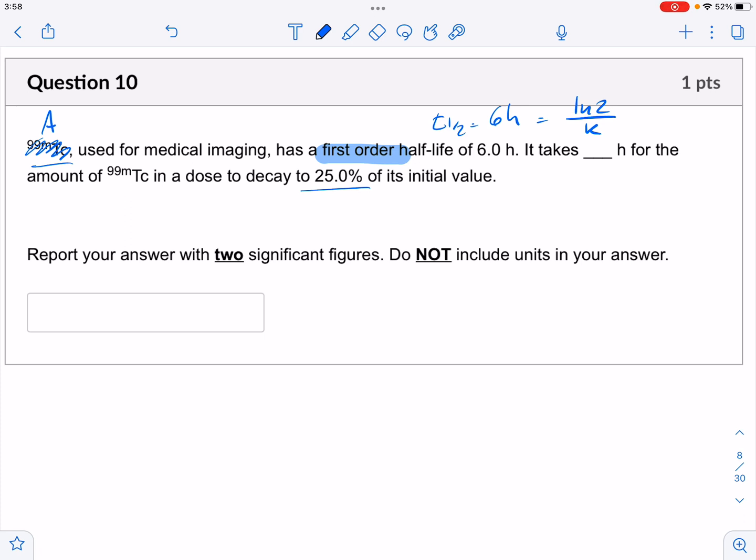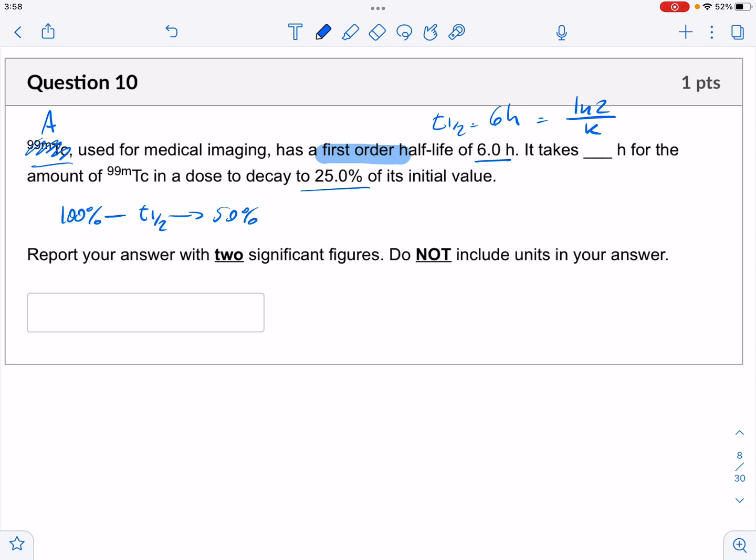Now in this particular problem, because of the numbers that you have here, you can use a different approach. Remember, what is a half-life time? A half-life time is the time that it takes to go from 100% to 50% of the concentration.